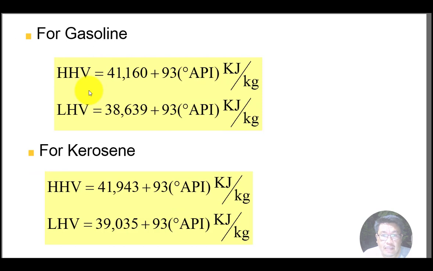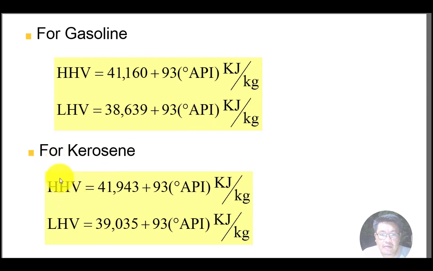Now for gasoline, the higher heating value is equal to 41,160 plus 93 times the degree API, with units of kilojoule per kilogram. For the lower heating value, it is equal to 38,639 plus 93 times the degree API. Degree API stands for American Petroleum Institute, which is used for expressing the types of fuel.